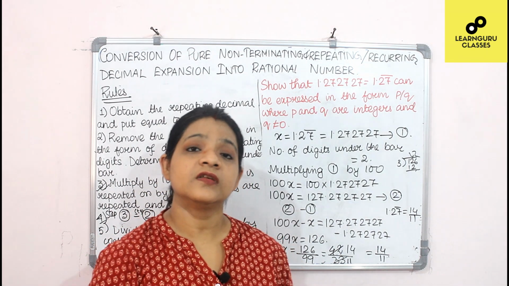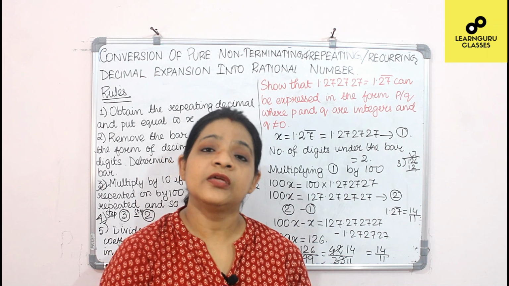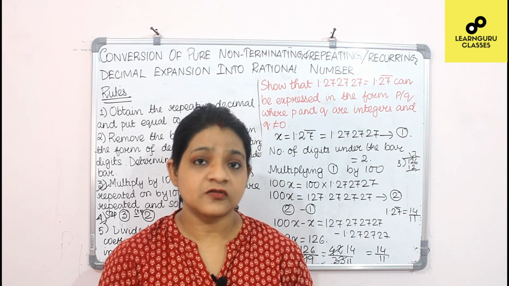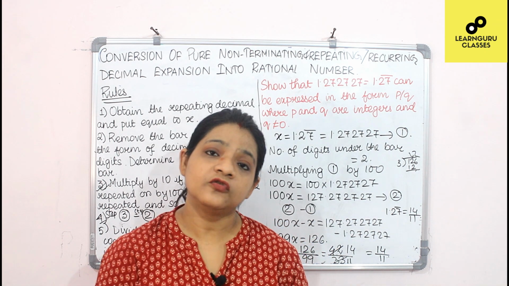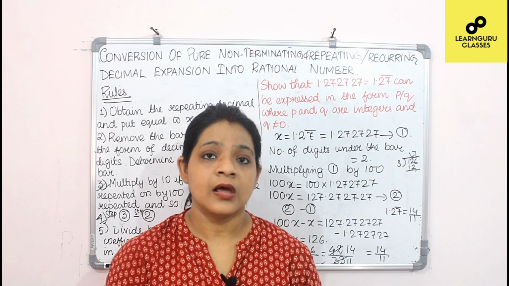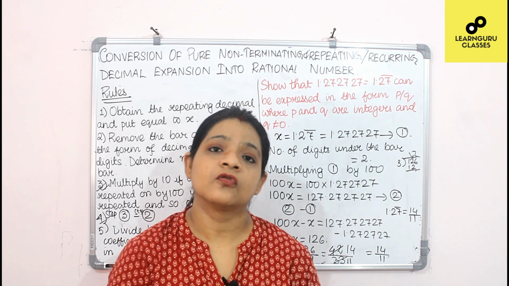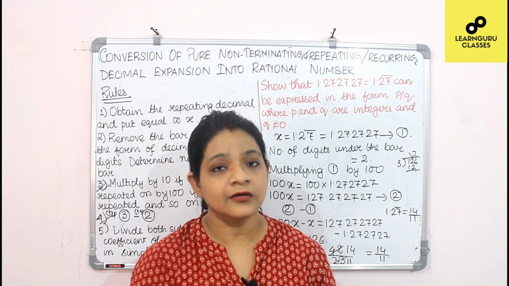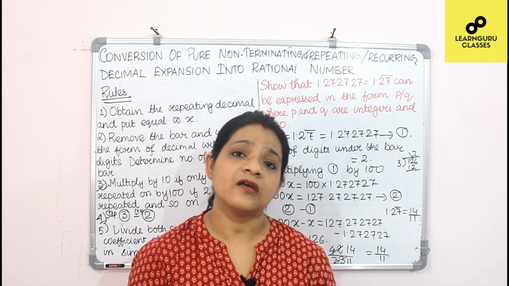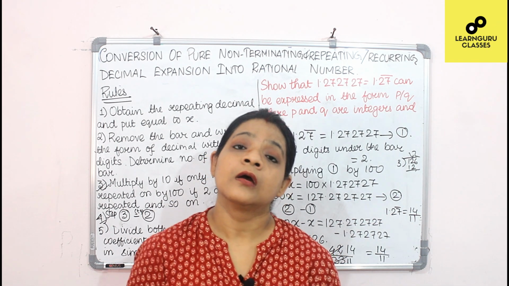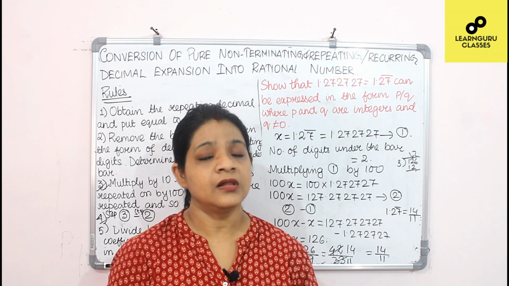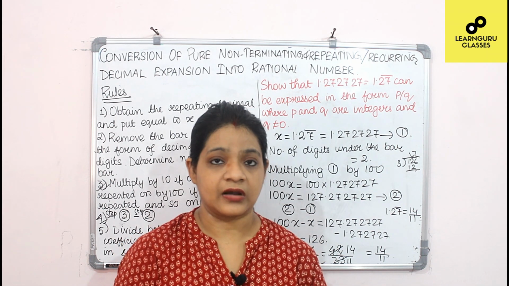Okay, so this is how we solve pure recurring decimals, or pure non-terminating repeating decimal expansions, into equivalent rational numbers. I hope these sums are clear to you. Next class we will be doing how to solve a mixed recurring decimal into equivalent rational number.